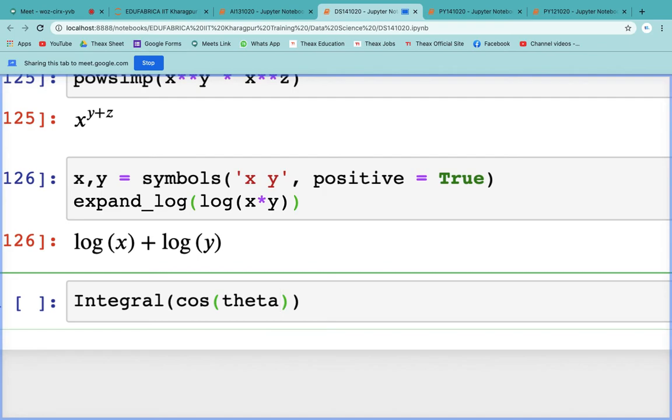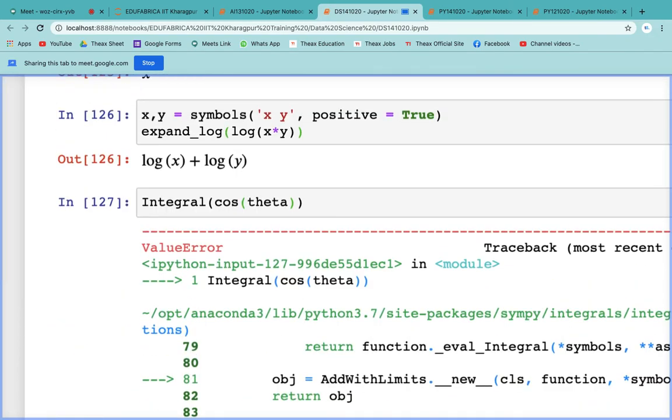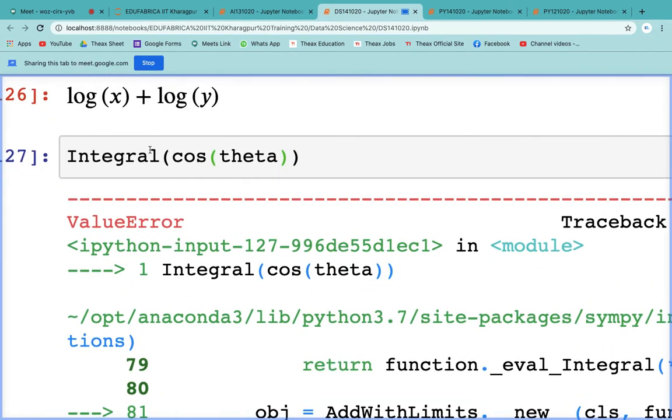Okay, let's write the things. Cos theta, dummy variables of something. I have missed something in the spelling, I think. Integral of cos theta. Okay. Theta is having a value of that.